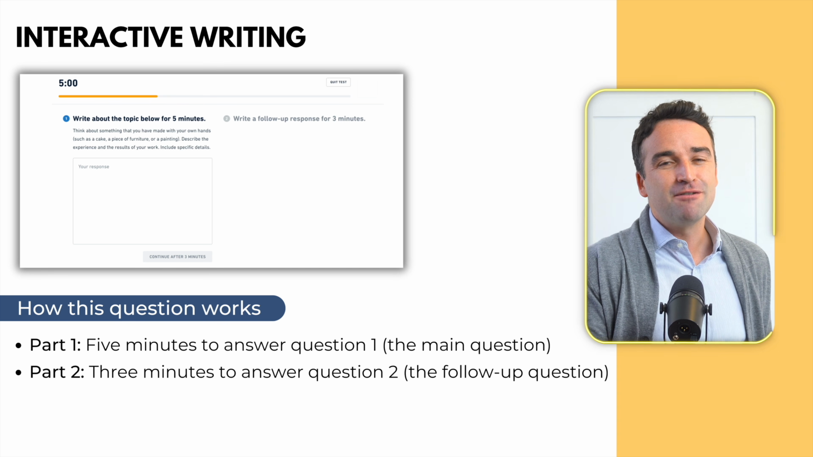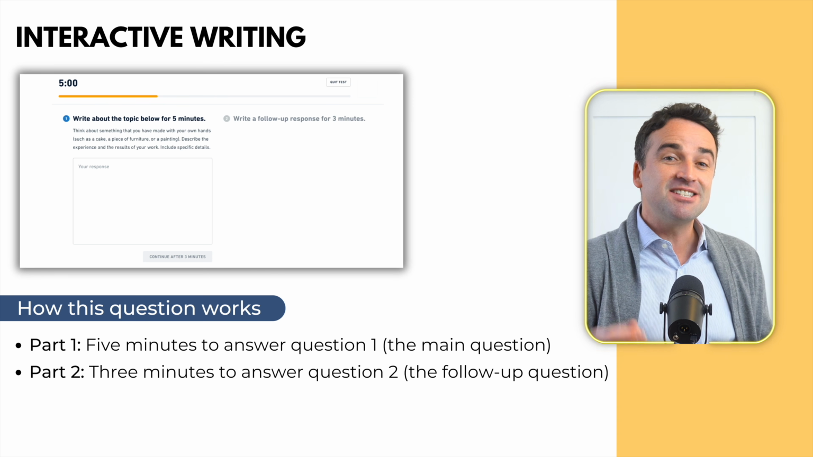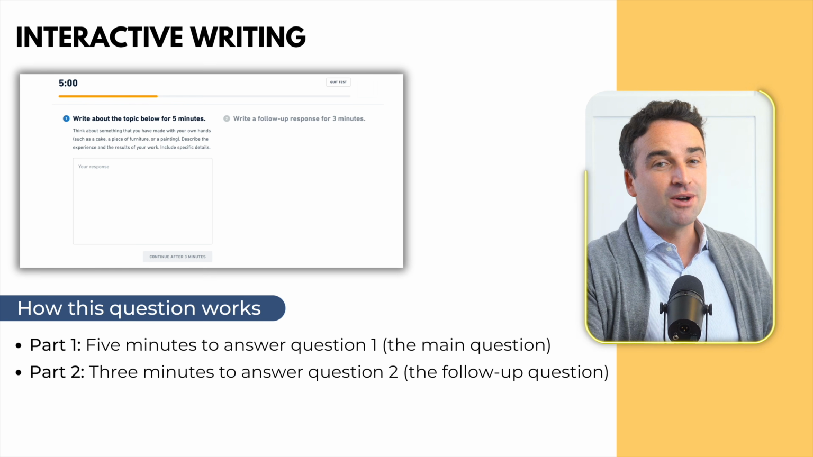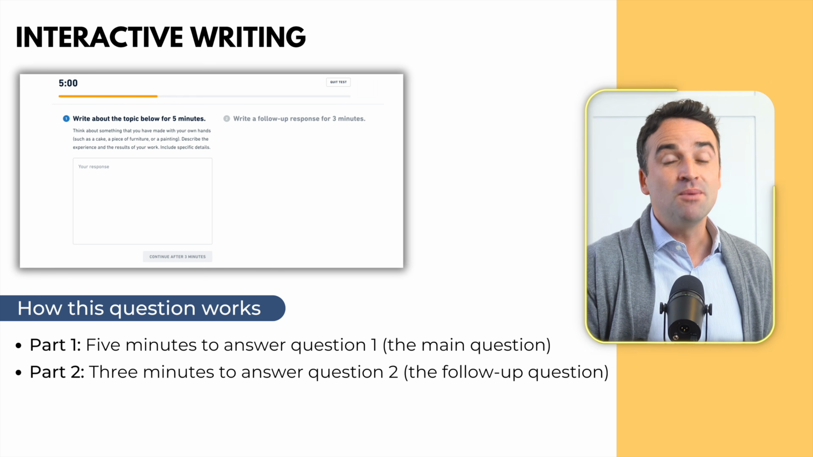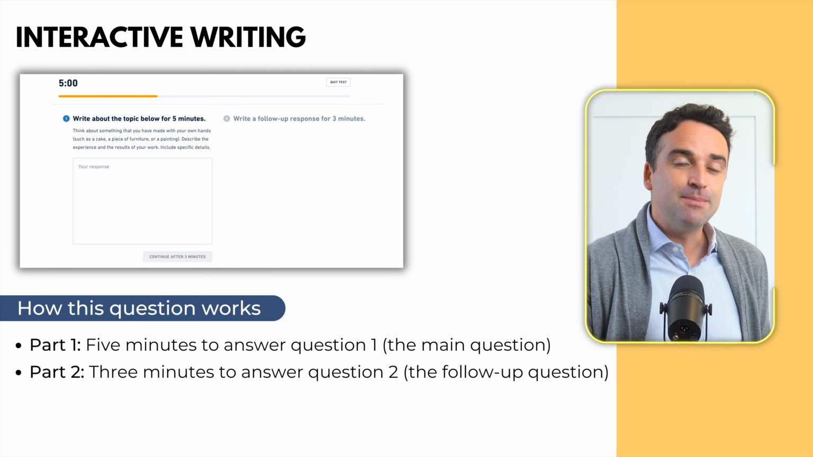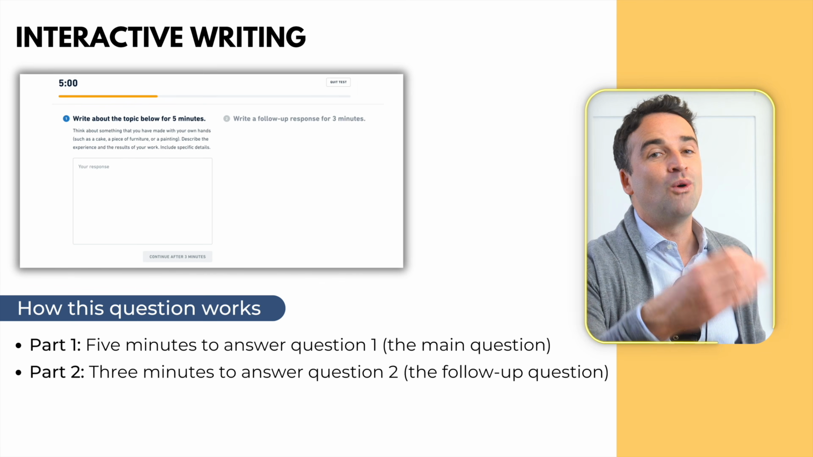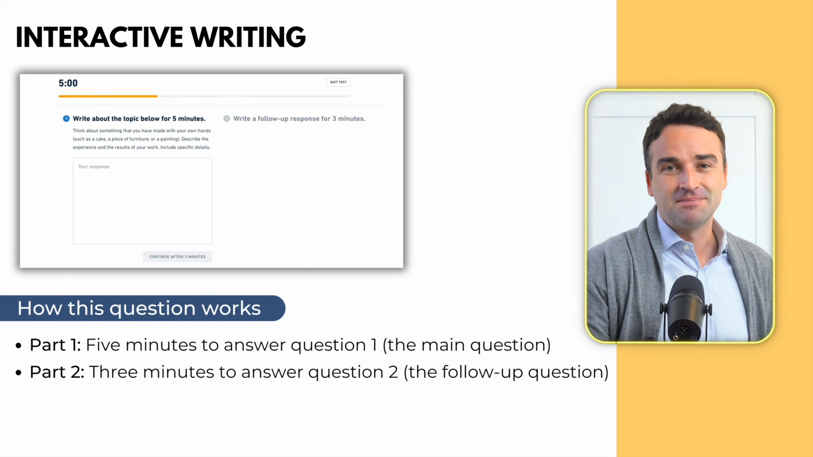While you're answering the follow-up question, you can still see your original first response, which you can use to guide you. However, you are not able to go back and change or edit your first response. So, as you can probably tell, when it comes to interactive writing on the Duolingo English test, it can be easy to feel a bit stressed out.